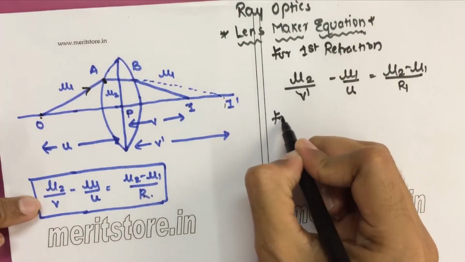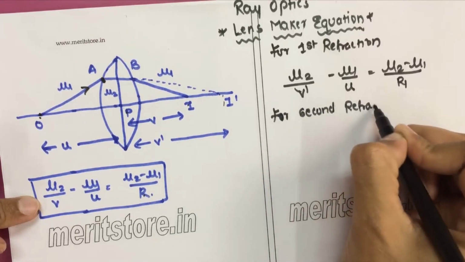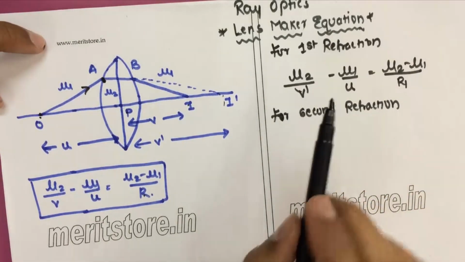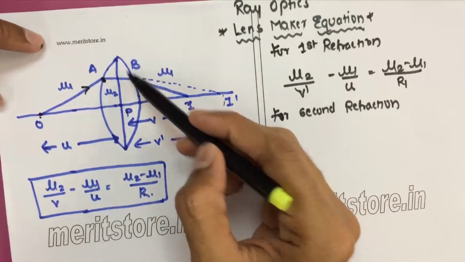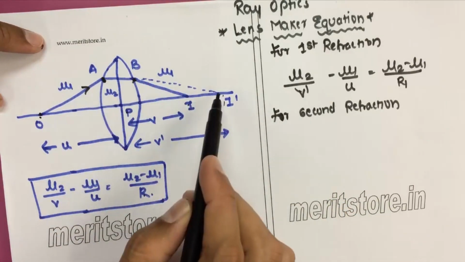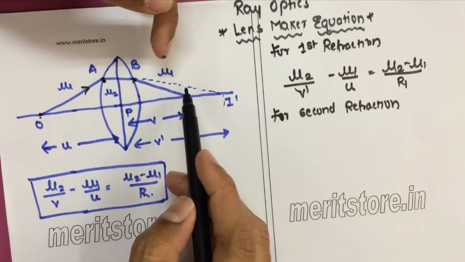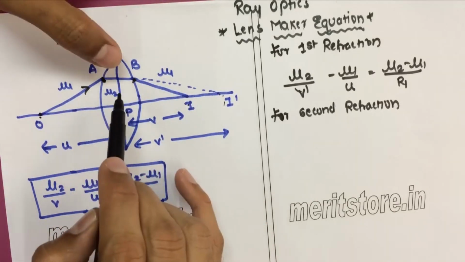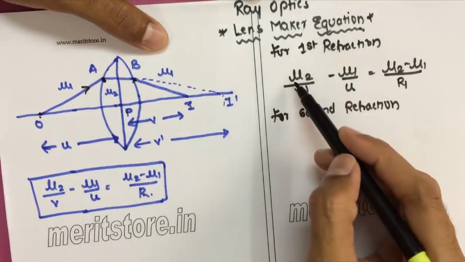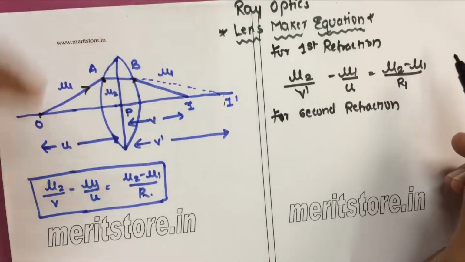Now for the second refraction, again we are going to write the equation, but this time the refraction is happening at this point B, where the light is going to pass from the lens to the air medium. So it is passing from mu2 to mu1. Here it was from mu1 to mu2, here it will be from mu2 to mu1. So all the cases will change. Here instead of mu2 we will get mu1, instead of mu1 we will get mu2, and this will be mu1 minus mu2.